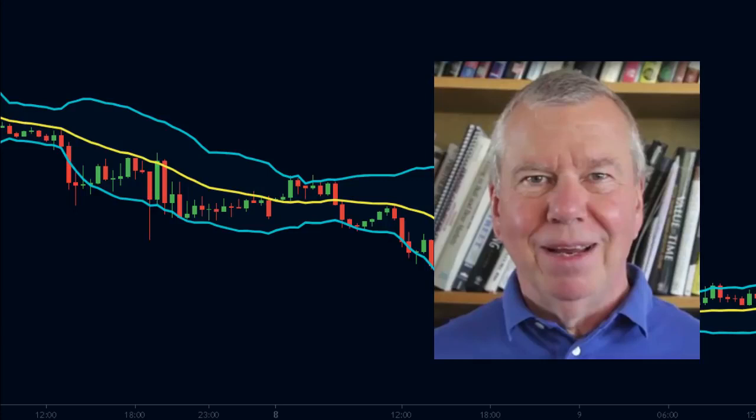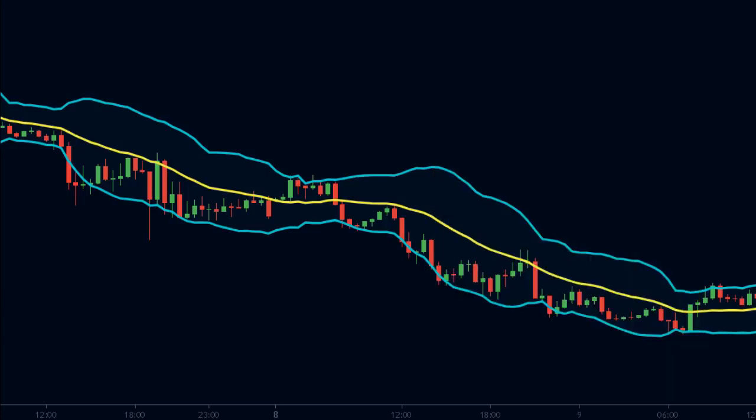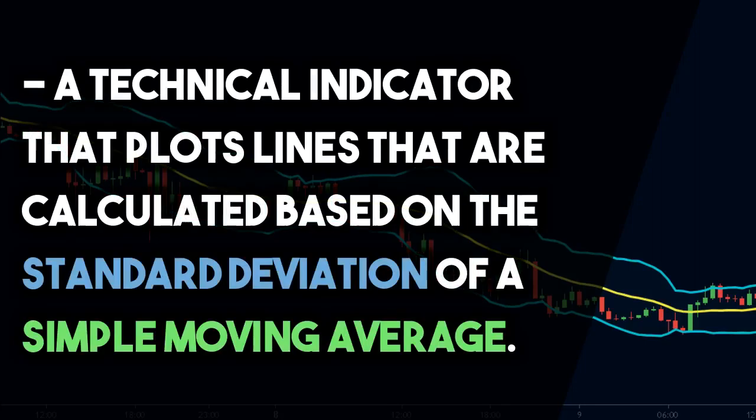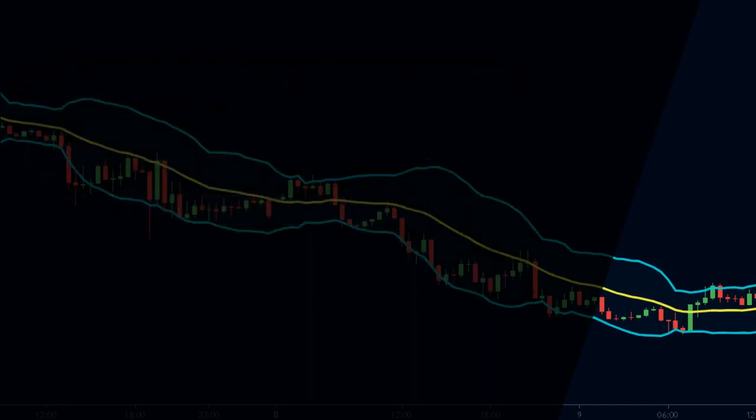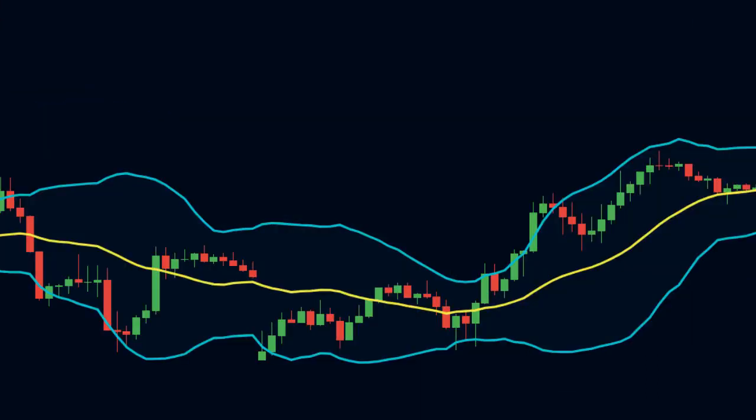Bollinger Bands were developed by a famous technical analyst named John Bollinger. By definition, Bollinger Bands is a technical indicator that plots lines that are calculated based on the standard deviation of a simple moving average. This is how the Bollinger Band looks.